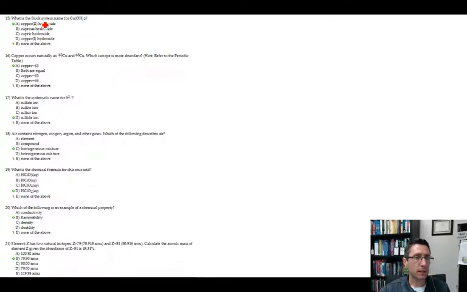Number 15, what is the stock system name for CuOH2? Okay, stock is just sort of like the given system name. We talked about how we name these types of ions. Copper is a transition metal. It's not one of the 3 special ones, so we should definitely expect a Roman numeral. Okay, so B and C can be ruled right out. Okay, either A, D, or E, none of the above.